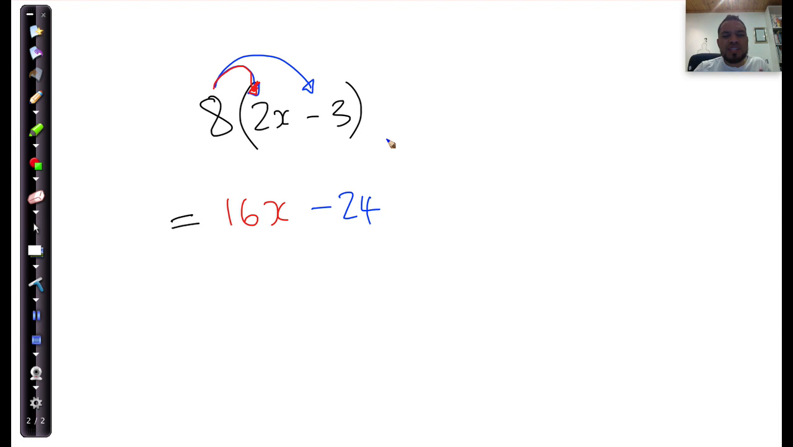I want you to pause there and take this down. If this is very new to you, just look at what I've done. I've simply said 8 multiplied by 2 is 16, and that's 8 sets of 2x's, which must mean I've got 16 x's. And then 8 times 3 is 24, but a positive times a negative gives me a negative number. Okay, let's look at another example.